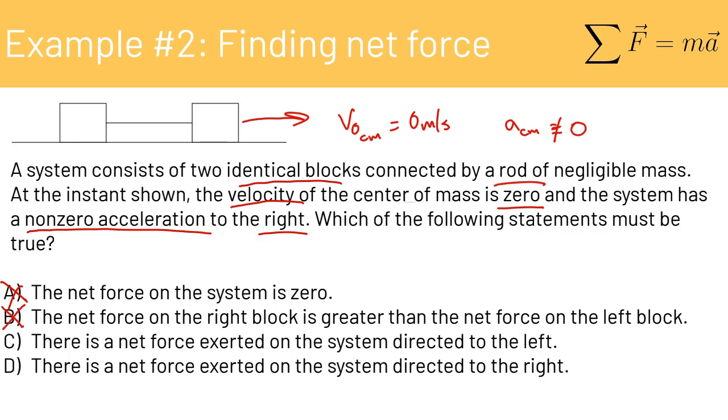So C, there is a net force exerted on the system directed to the left. Well, the acceleration we know is to the right. So since we have an acceleration to the right, we have to have a force that's directed to the right. So C is incorrect, and our correct answer then is D.